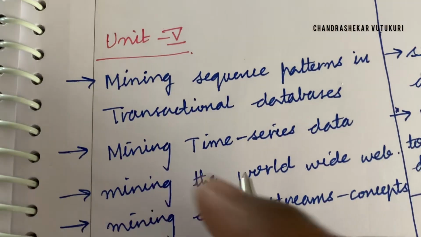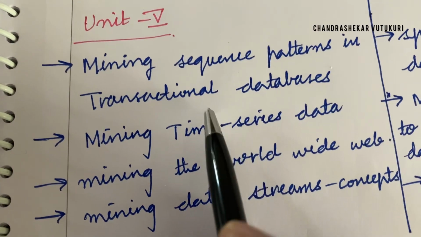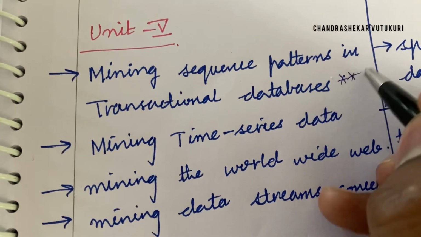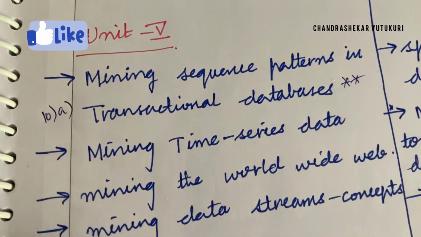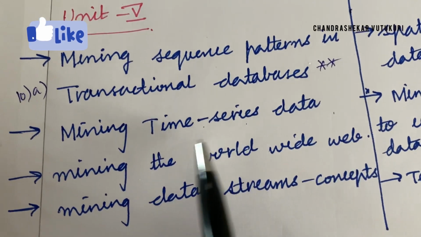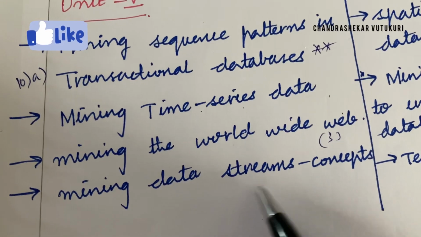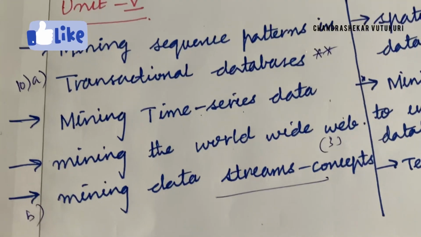Later, Unit 5 is also a bit interesting. It is all about mining sequence patterns in transactional databases, which is said to be one of the topmost 10A questions this time in the question paper. Mining time series data and mining time series may be a 3 mark question, and mining data streams and their concepts may be a 10B question, dear students.